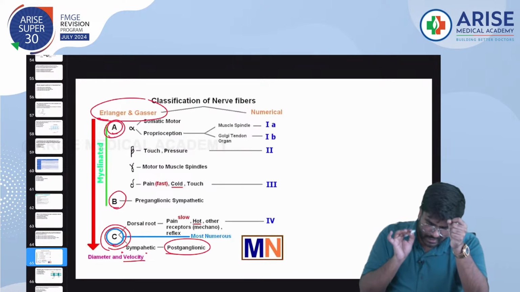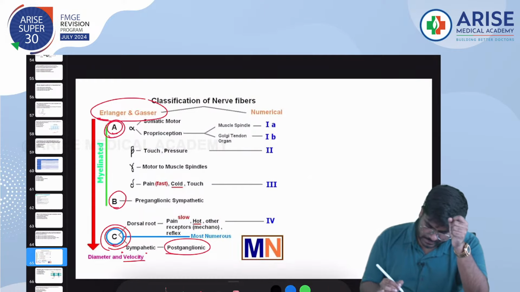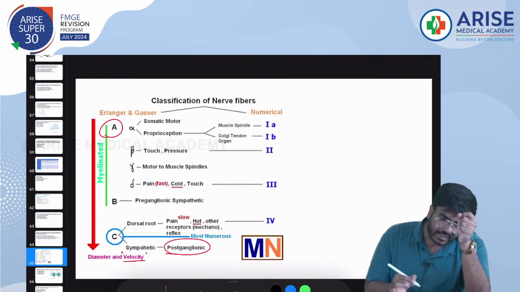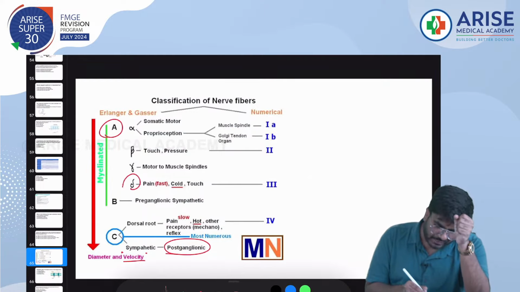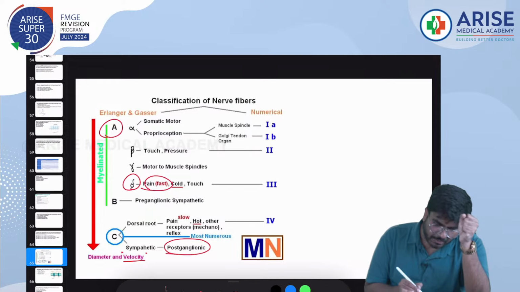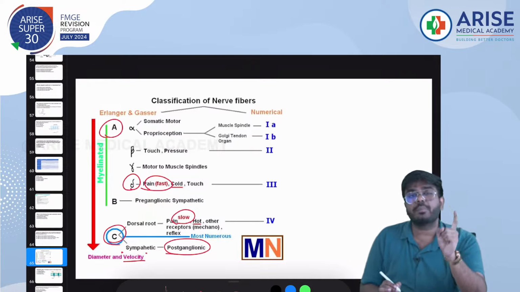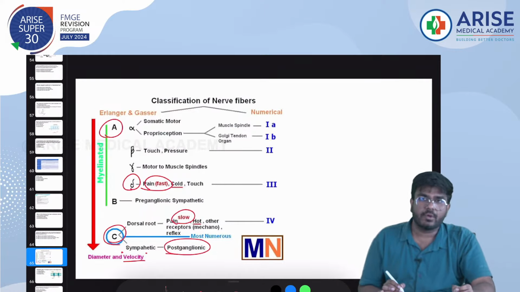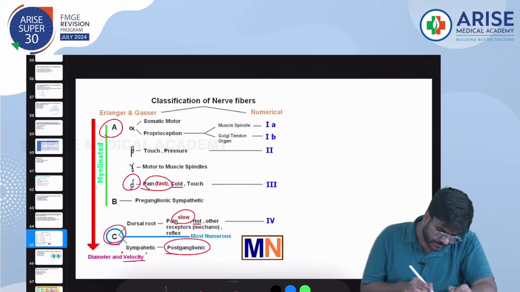Especially the point which I want you to know for your exam is this: according to the Erlanger-Gasser classification, A fibers are further classified, including A delta fibers. A delta fibers carry fast pain, but C fibers carry slow pain. Fast pain is carried by A delta fibers, slow pain is carried by C fibers. That's the point which I want you to know for your exam.